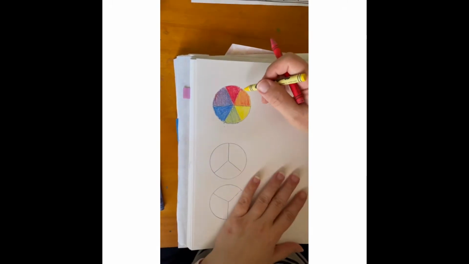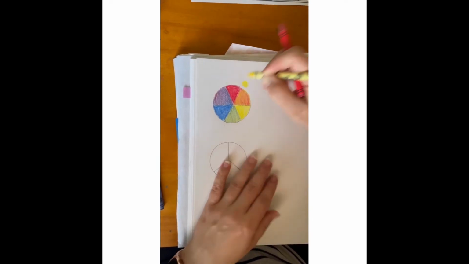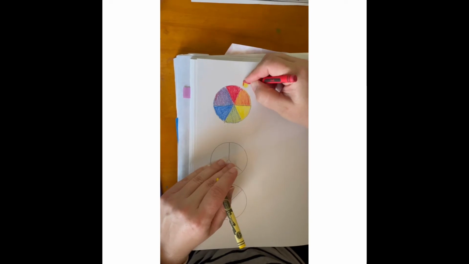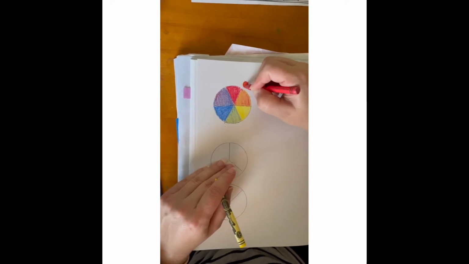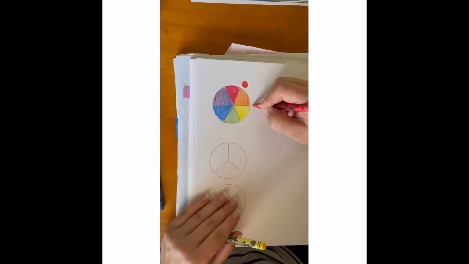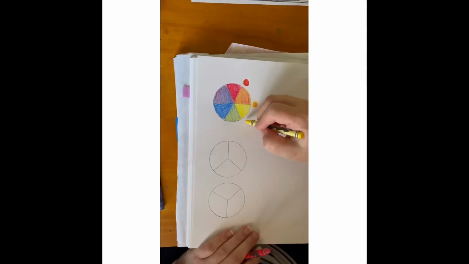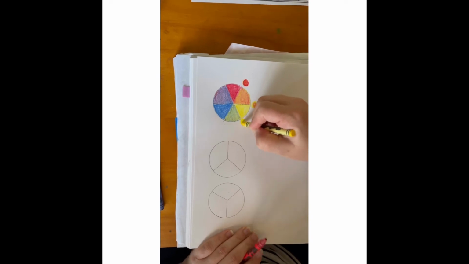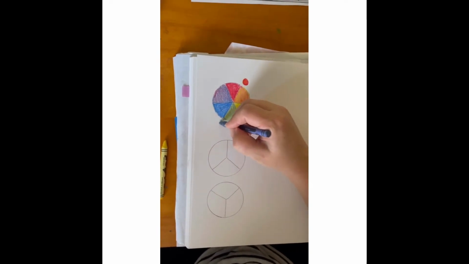Next, for my advanced students, you can try and make tertiary colors. Tertiary colors are when you mix a primary and a secondary color together. In this case, in the first example, I made a red-orange. So first, I make orange, which is red and yellow, and then I add a little extra red. This color goes in between the 2 colors that mix it, so we have always a primary and a secondary.